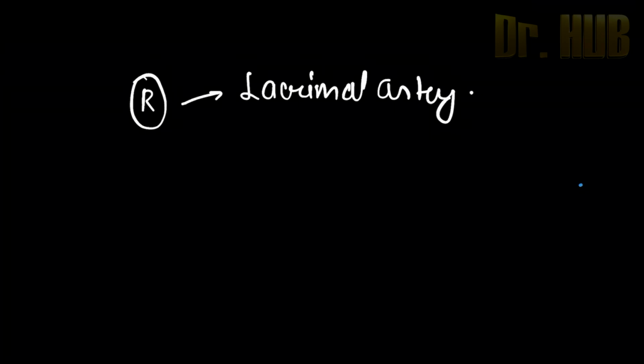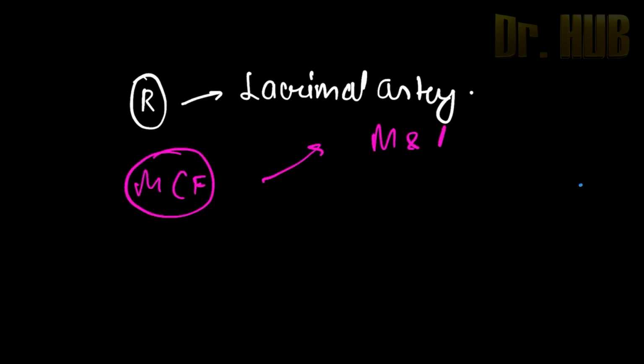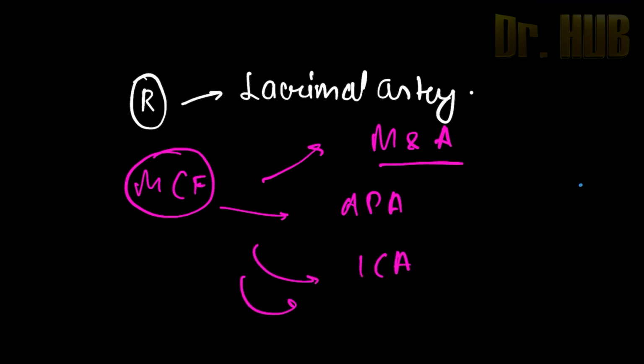So to recap the middle cranial fossa, we saw the middle and accessory meningeal branches of the maxillary artery. Then we also saw the branch of the ascending pharyngeal artery. Then we saw the branches of the internal carotid artery and the recurrent branch of the lacrimal artery.